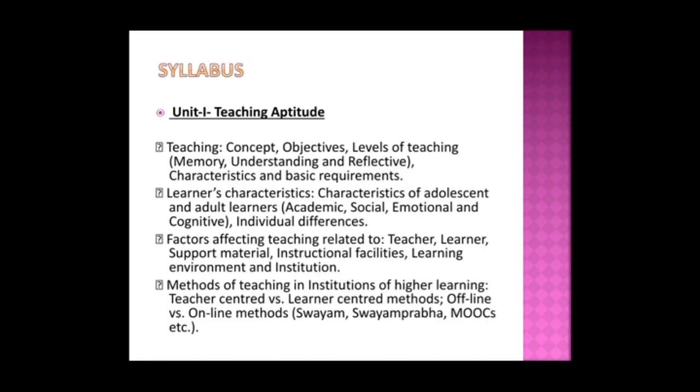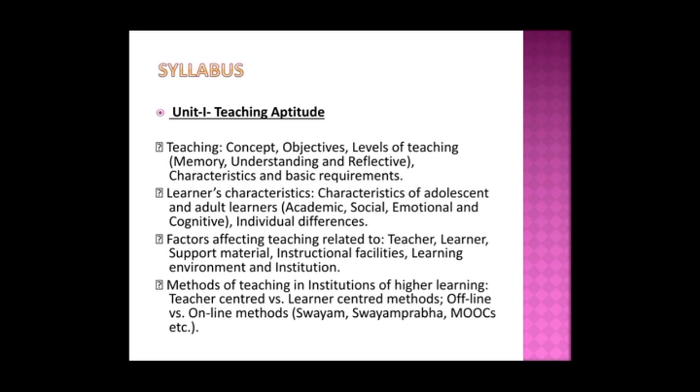And what is the syllabus? Next we will see the syllabus of the first paper. Unit 1 is teaching aptitude. It mainly covers teaching and research aptitude. In the first unit, teaching aptitude, the first topic is teaching: the concept, objective, and levels of teaching. Levels of teaching are of 3 types: memory, understanding and reflective types, and characteristics and basic requirements.